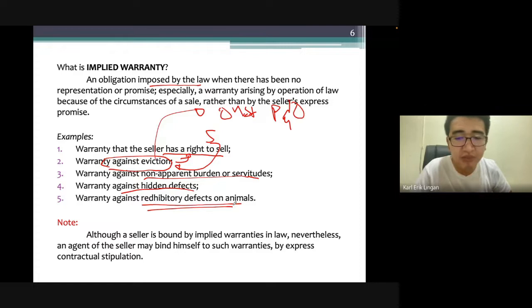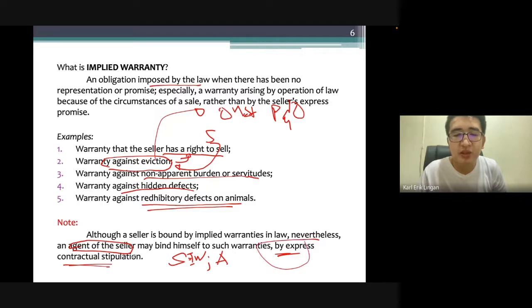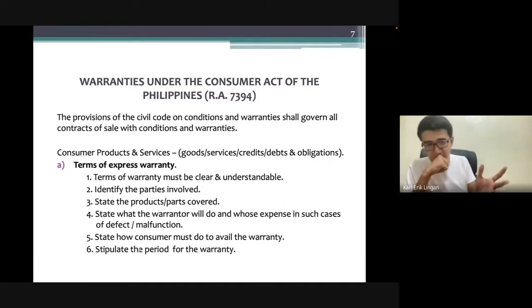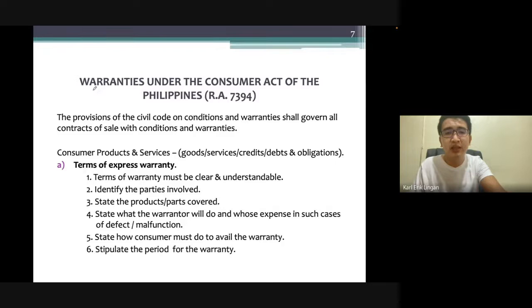Although a seller is bound by implied warranties in law, nevertheless, an agent of the seller may bind himself to such warranties by express contractual stipulation. Okay? Meaning, si seller, liable siya for implied warranty. No question about that. Si agent, pwedeng maging liable provided merong express stipulation sa contract. Okay? Now, we've discussed express warranty and implied warranty under the Civil Code. Okay? Merong dinagdag si RA 7394 or the Consumer Act of the Philippines. Okay? Ano yung mga dinagdag niya?